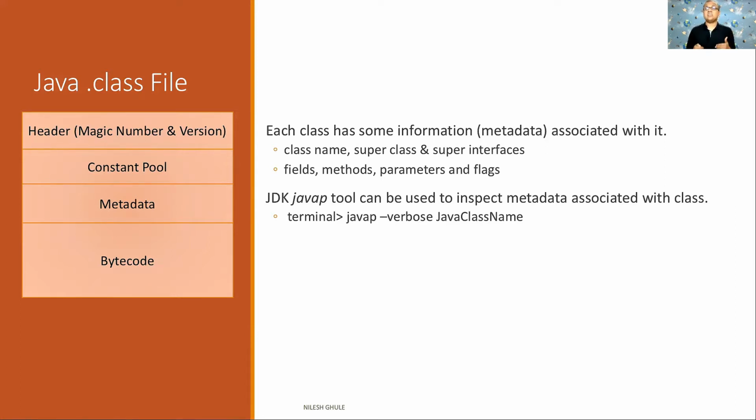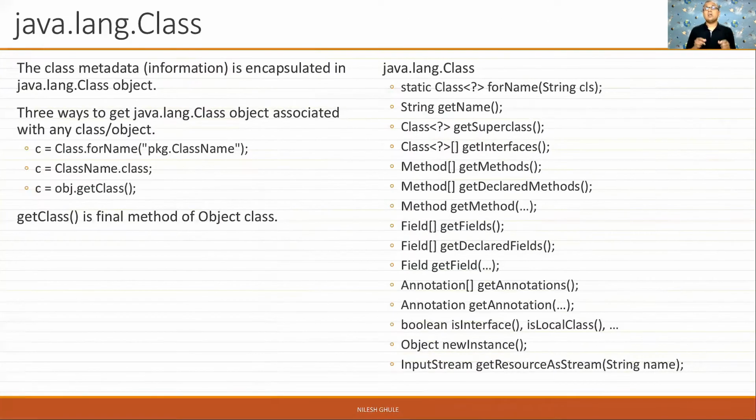Whenever any class is loaded into the JVM, this metadata is kept in an object of java.lang.Class associated with the Java class. And the methods of that class, like getMethods, getFields, getConstructors, can be used to get all these details at runtime. The question is, is Java reflection limited to only this?